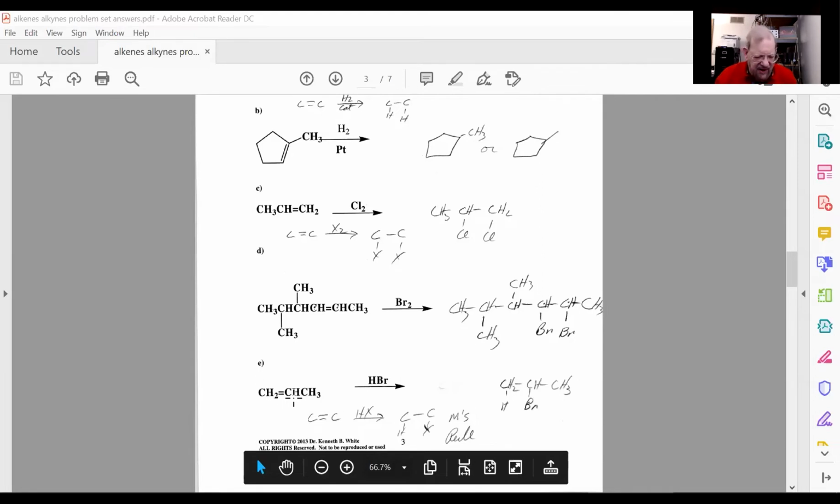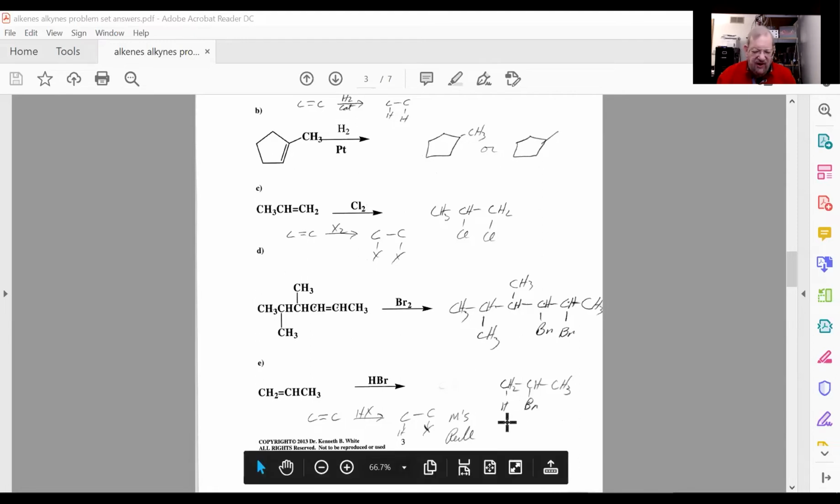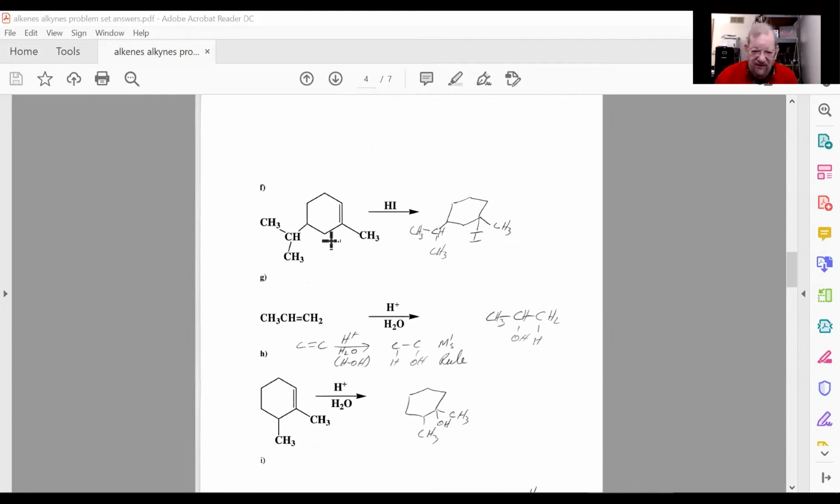Do you break carbon-carbon single bonds? No. So I have three carbons. This carbon gets the H, this gets the bromine. Now with a ring, Dr. White and Mother Nature love rings. Students don't. Why? Well, look at this problem. Double bond, HX. I break the pi bond. Here are my two carbons.